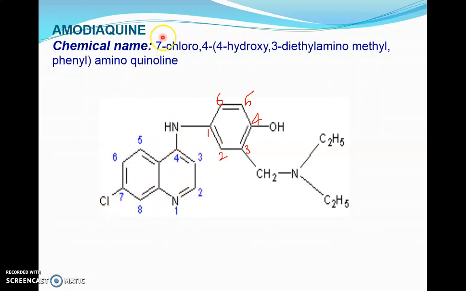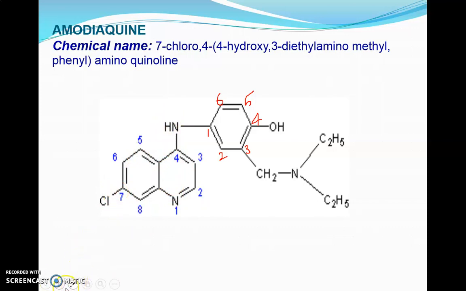On the 7th position there is a chloro, that's why 7-chloro, 4-hydroxy, 3-diethylaminomethyl, phenyl, this phenyl, and amino quinoline, 4-amino quinoline. So this will be the chemical structure and the chemical name of amodiaquine.